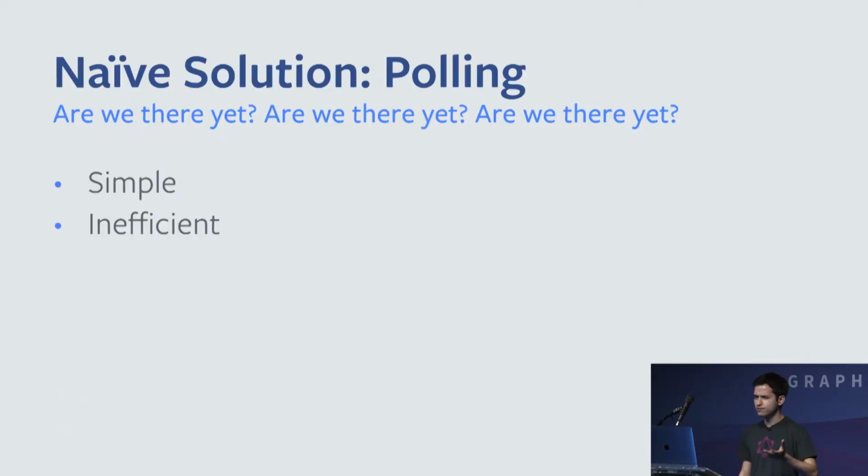One naive solution is polling. It's nice, and it's dead simple. All you need is a timer loop, and that's basically it. There's no additional infrastructure required to build liveness like this. The problem is it's inefficient. If you poll more frequently than your data changes, you're doing a lot of wasted work.